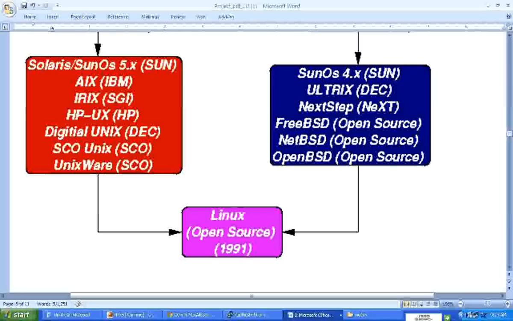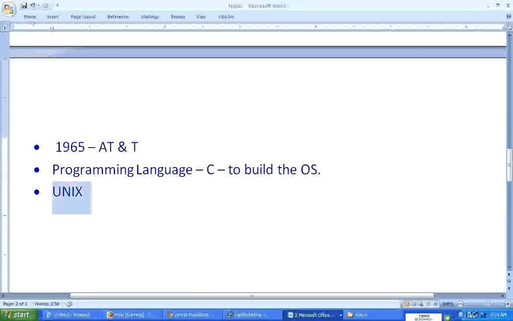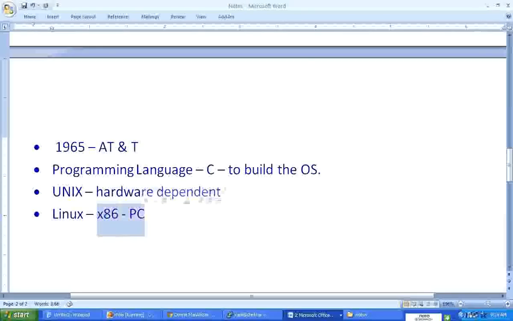And therefore, people who had no hardware, they wanted to work with Unix. And how could they do that? Because they only had PCs at home, and PC had a different hardware, called x86. So Unix was hardware dependent. And therefore, Linux came up, and which also is dependent on the hardware, by the way, but the hardware is extremely popular, x86 hardware, which means all of our PCs. So because x86 is available to all of us at home, Linux became very popular.